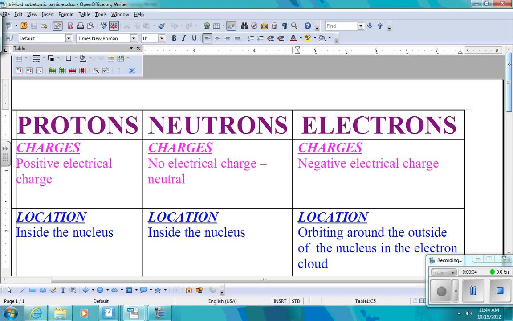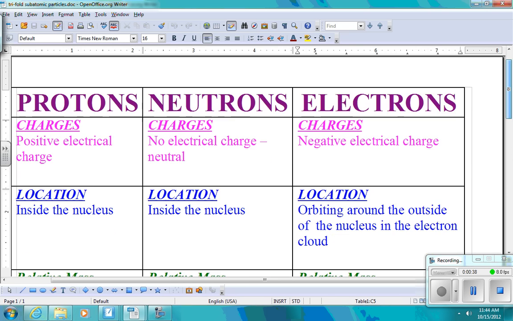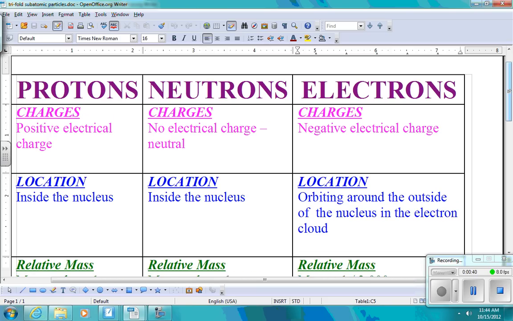So I want you to copy this into your notebook as we're discussing it. Protons, neutrons, and electrons. There's 3 columns in this chart. And we're going to discuss it by row. So first we're going to discuss the electrical charges.